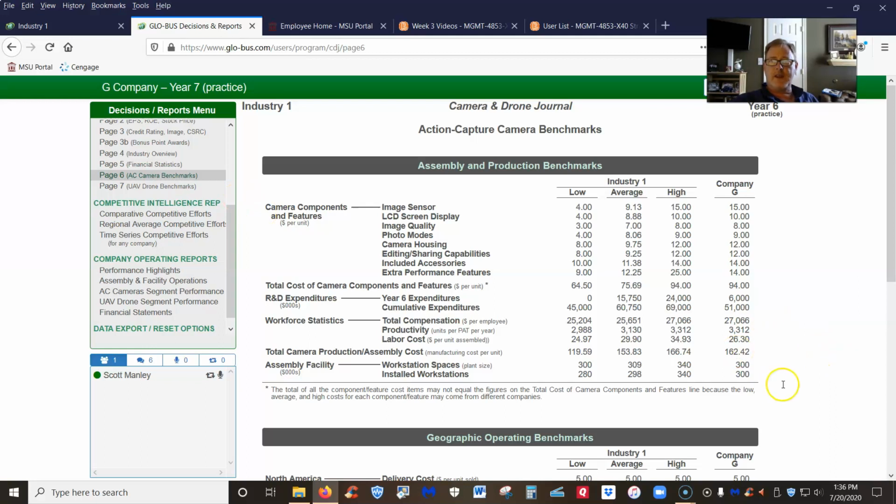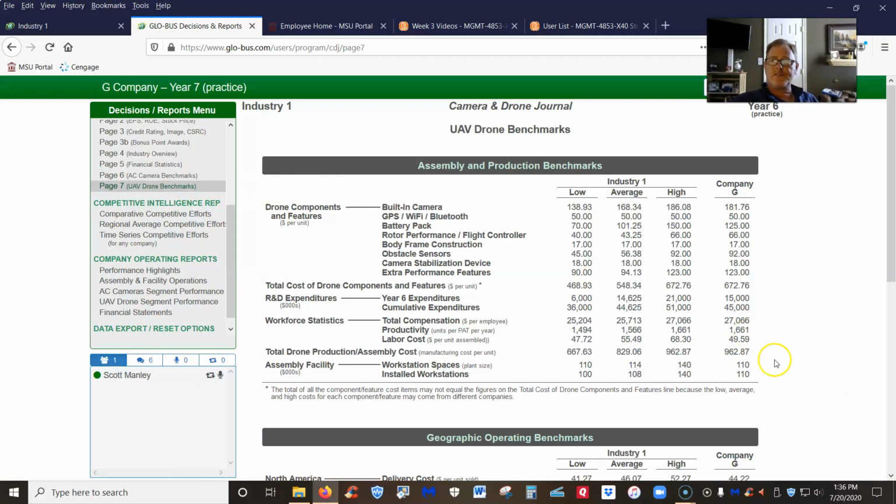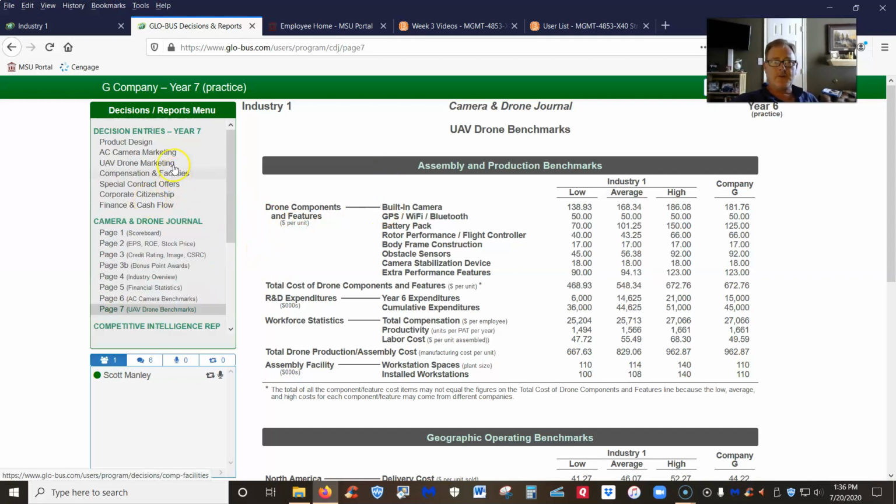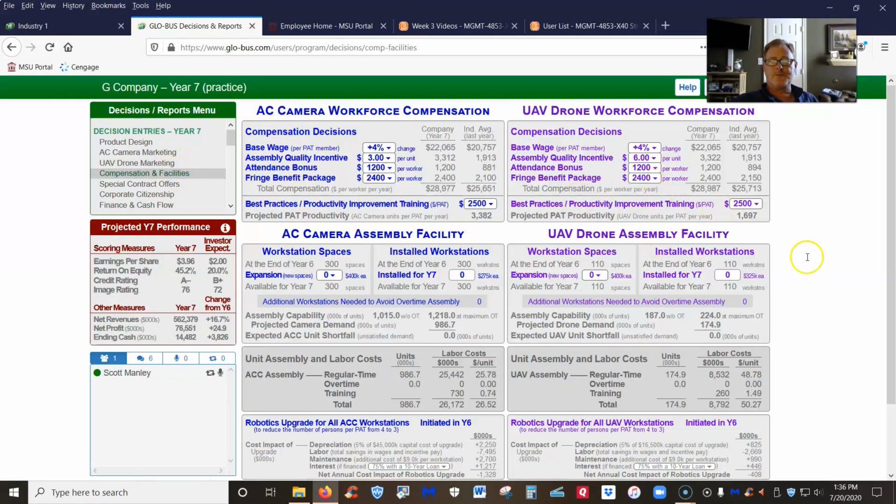Okay, on the action capture camera benchmarks, my labor cost is $26.30 per unit. It's not quite the least in the industry, but you do see that I have the best productivity in the industry. On the drone, you'll see that I'm, again, not the lowest in the industry, but I am the most productive workers in the industry. So manage your natural resources, your capital resources, and your human resources.